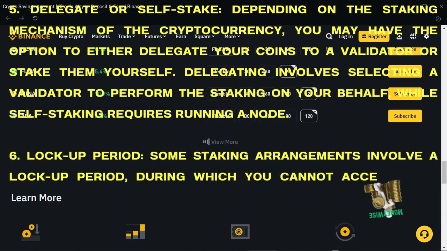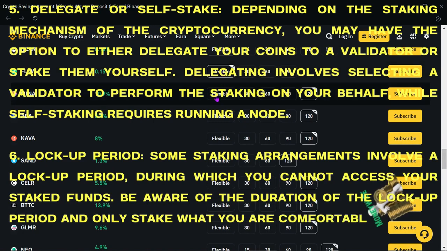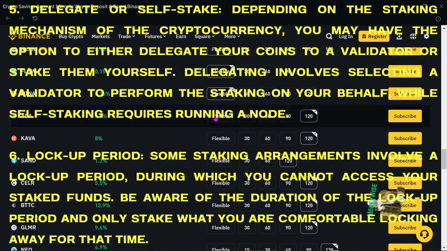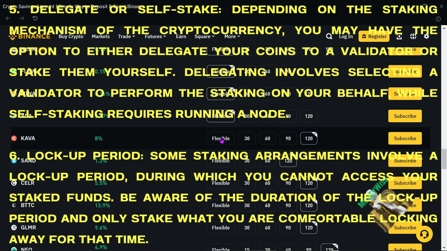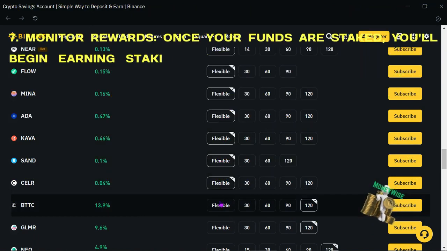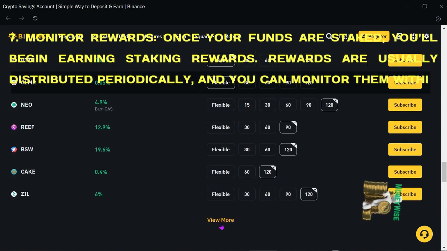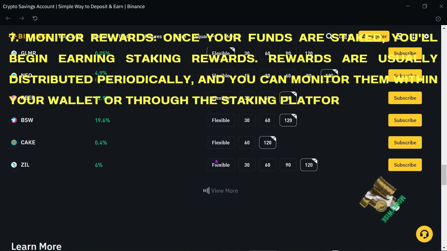6. Lockup period. Some staking arrangements involve a lockup period, during which you cannot access your staked funds. Be aware of the duration of the lockup period and only stake what you are comfortable locking away for that time. 7. Monitor rewards. Once your funds are staked, you'll begin earning staking rewards. Rewards are usually distributed periodically, and you can monitor them within your wallet or through the staking platform.